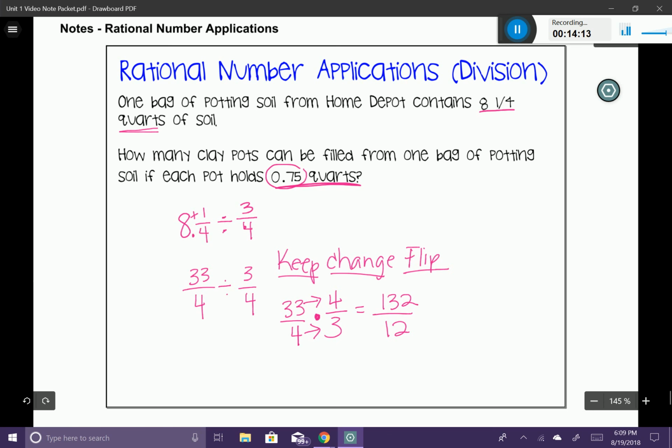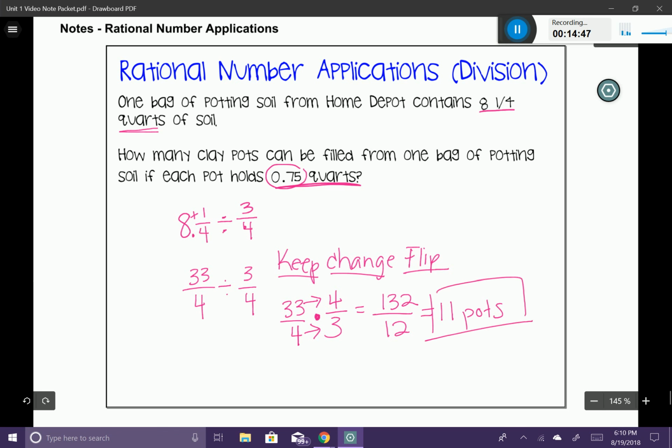This is a great time to grab your calculator and divide 132 divided by 12. And you can see that that's going to leave us with a nice whole number of 11. Now, what does that mean? Well, if I go back and look at my question, it's asking how many clay pots can be filled from 1 bag of potting soil. Well, we had all the numbers, and when we plugged them all in and did the math, we can see that the big bag of potting soil is going to fill 11 pots.